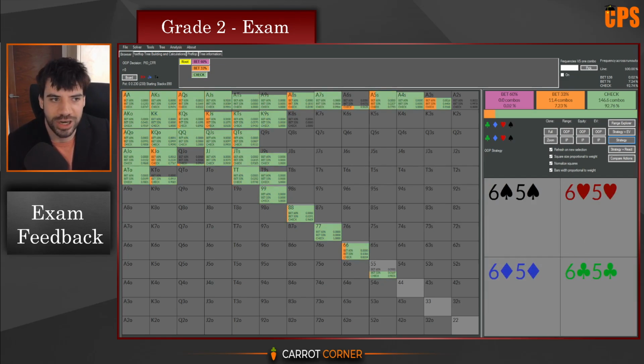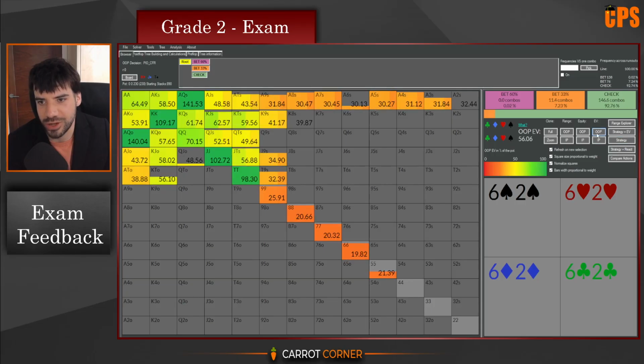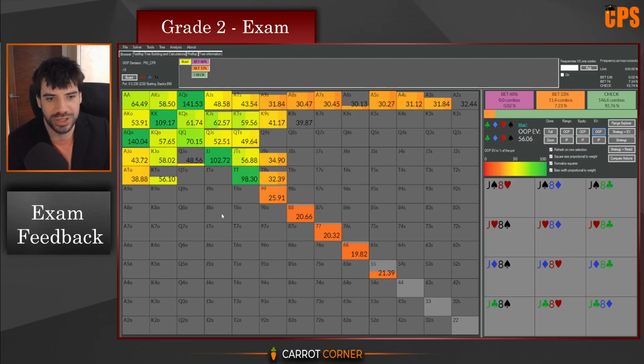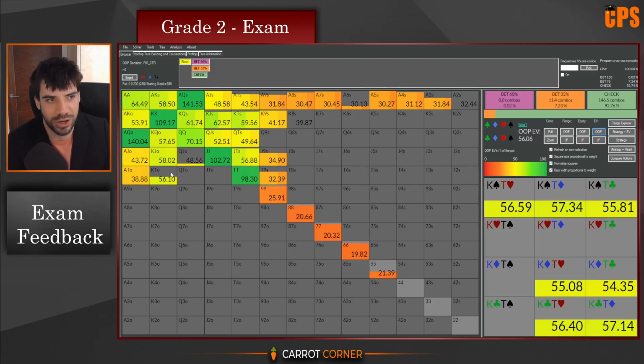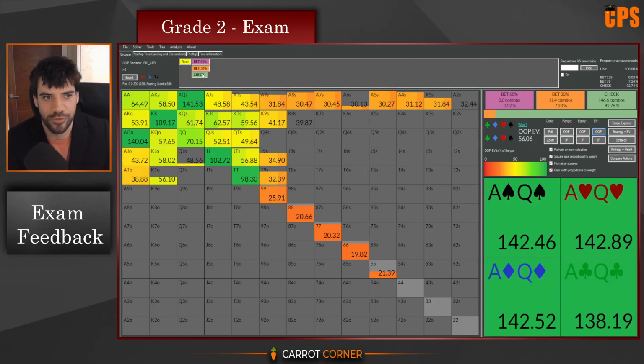Texture B is a bit of an anomaly. You might look at this board at first sight and think this is a great board for range, and indeed your EV is actually quite good here, coming in at 56% of the pot. That said, I'd like to draw your attention to how merged the small blind's range is here, just how many mediocre hands they have, whereas the button's range is going to be a bit more polarized.